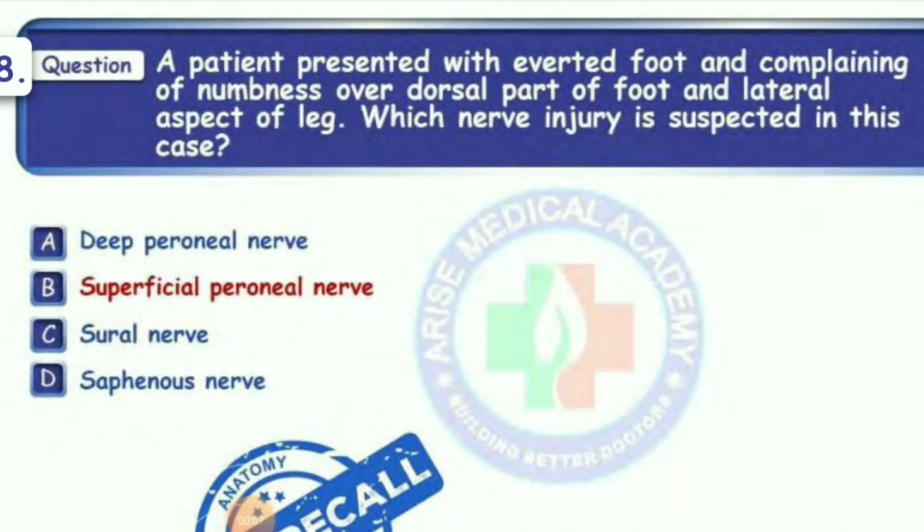Next question. A patient presented with everted foot and complaining of numbness over dorsal part of foot and lateral aspect of leg. Which nerve injury is suspected in this case? Options are deep peroneal nerve, superficial peroneal nerve, sural nerve and saphenous nerve. The answer is superficial peroneal nerve.